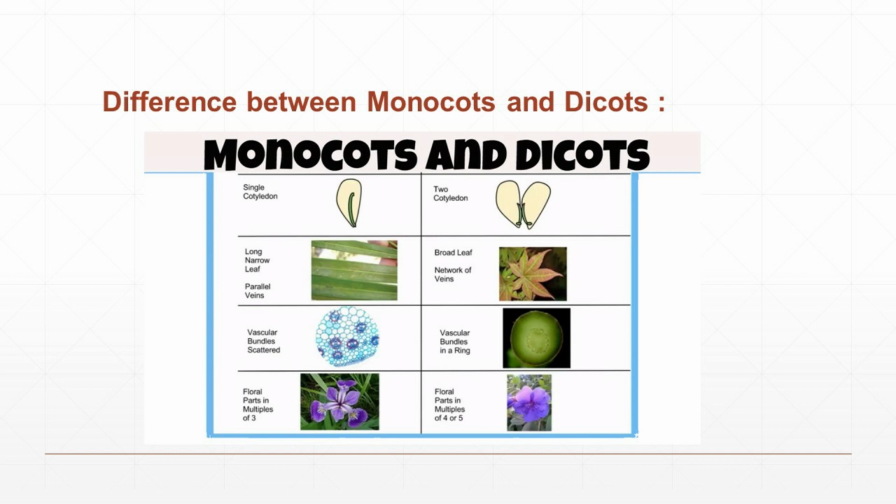When you refer to the vascular bundles, they are found in a ring. The last one, when you refer to the floral parts, it is 4 or 5, multiples of 4 or 5. That's all about the difference between monocotyledonous plants and dicotyledonous plants.